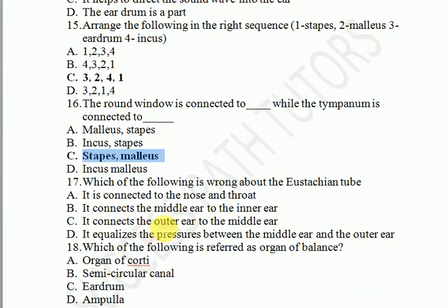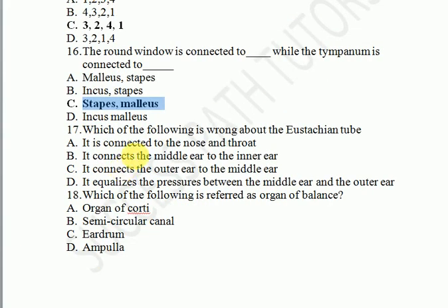Which of the following is wrong about the Eustachian tube? It is connected to the nose and throat. It connects the middle ear to the inner ear. It connects the outer ear to the middle ear. It equalizes the pressure between the middle ear and the outer ear. I think there are two wrong answers here, so let me just skip that. Okay, just a minute.